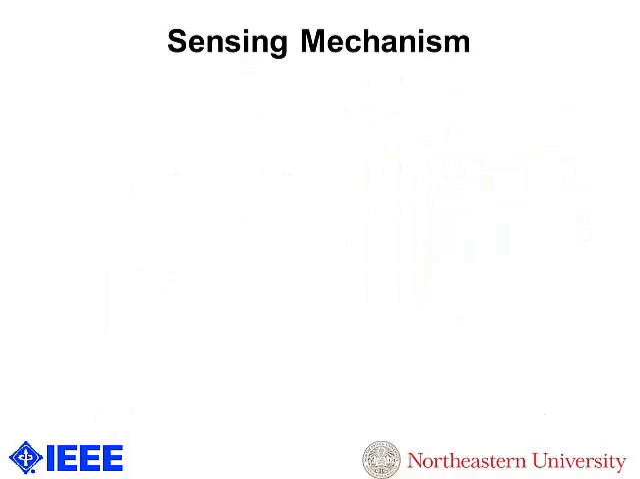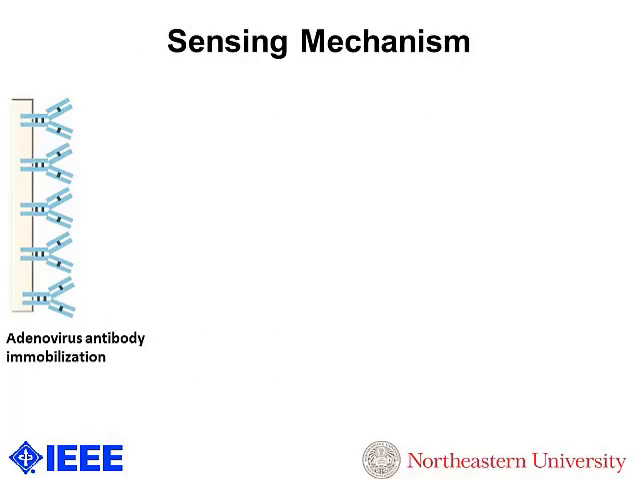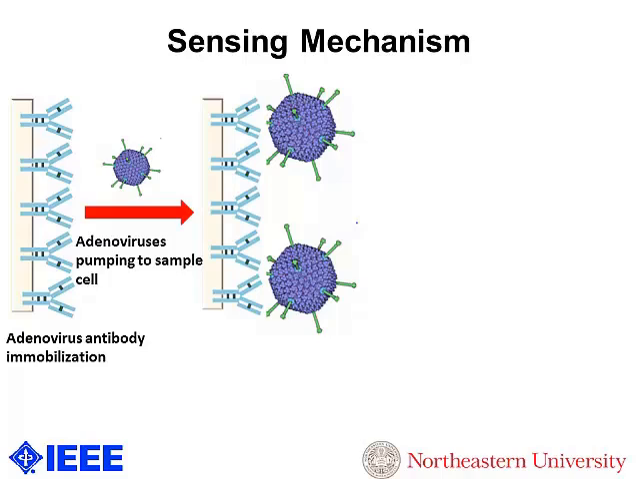First, we immobilize our hexon specific antibodies directly on the optic fiber surface. Here we use covalent binding, and then we pump our adenoviruses into the sample cell. As I said before, the ratio of antibody to virus is nearly 250, and we believe that this ratio is enough to capture the adenoviruses from the flowing sample.